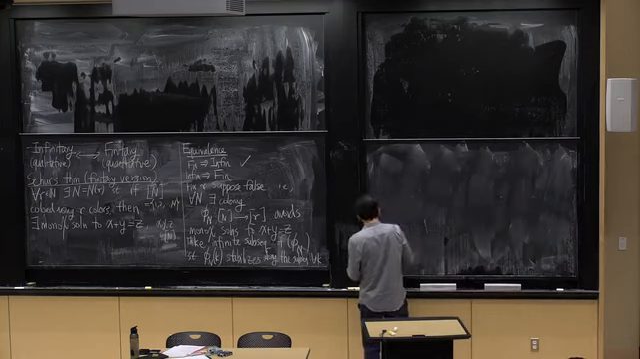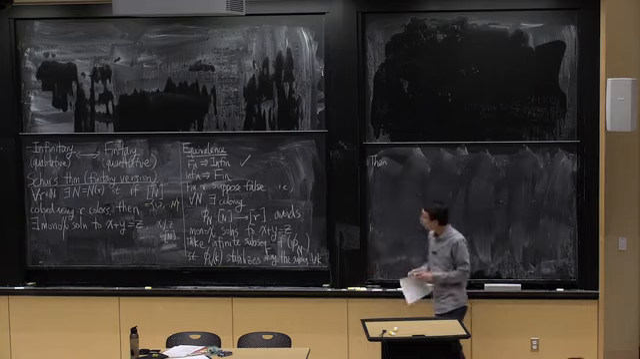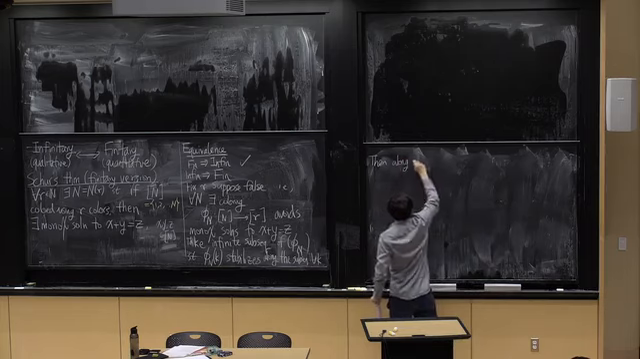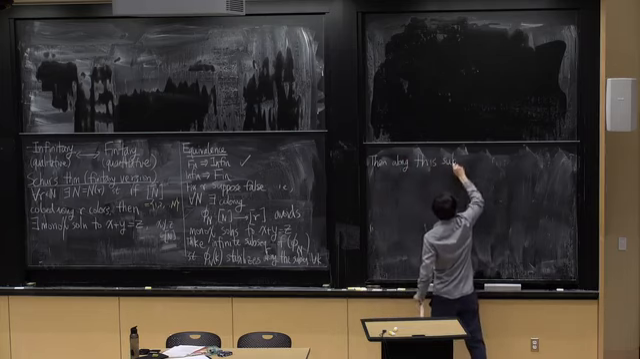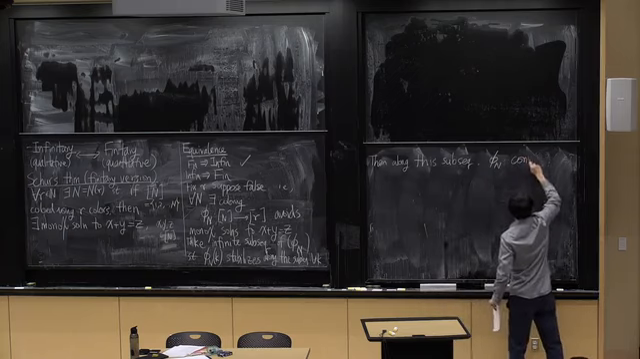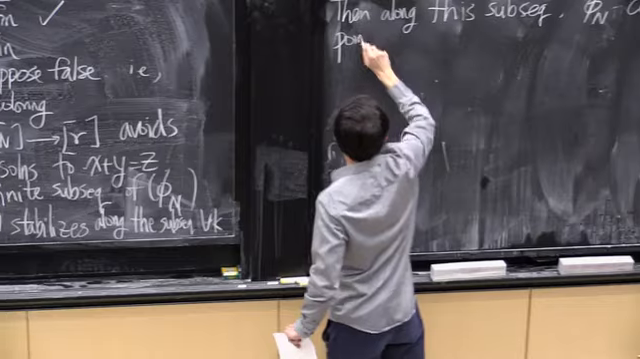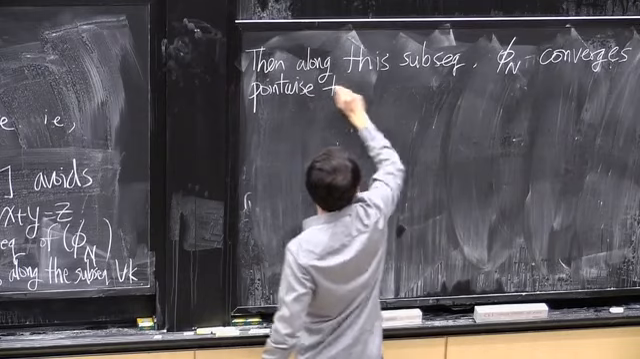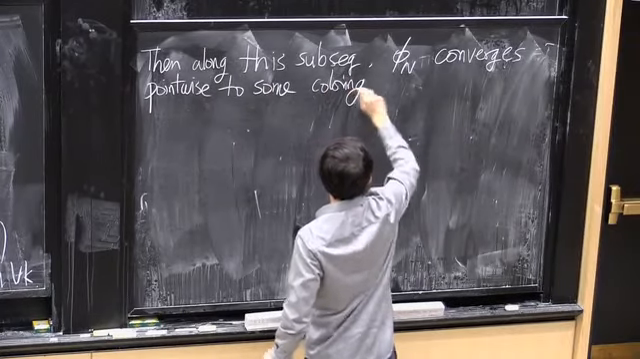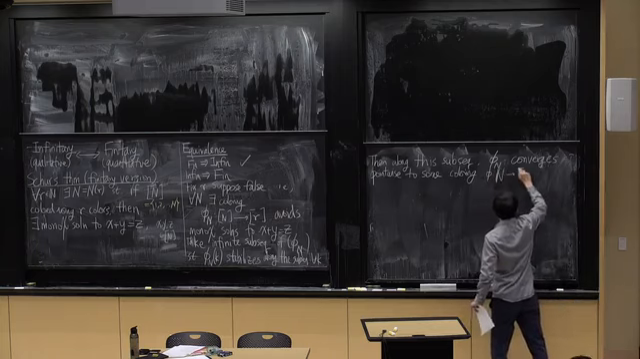You can do this simply by a diagonalization trick. And then you see that along the subsequence, phi n converges pointwise to some coloring of the entire set of positive integers.